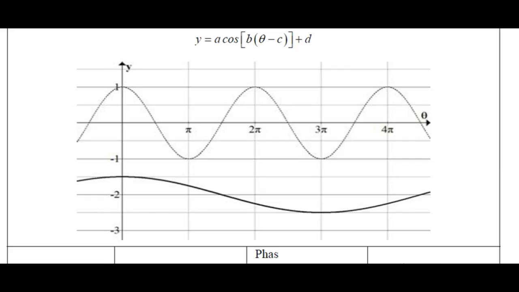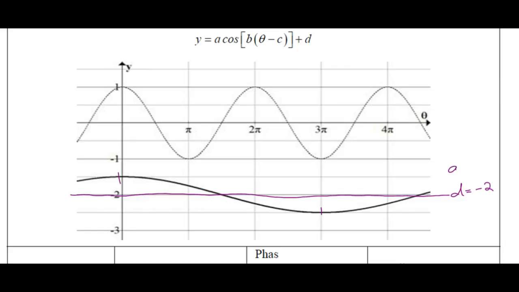Now, how much of the period do you need to be able to see? Half is nice, but you can get by with a quarter. Here we can see half the period. So let's get scales first of all. The scale is a half. The midline here goes from negative 1.5 to negative 2.5. So here's the midline. So D is equal to negative 2.